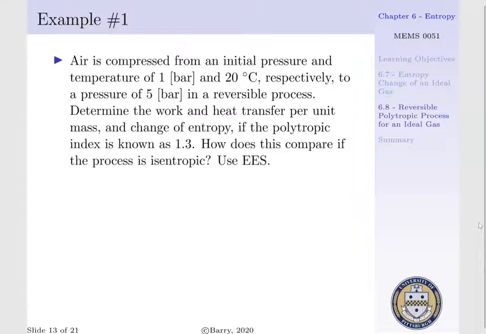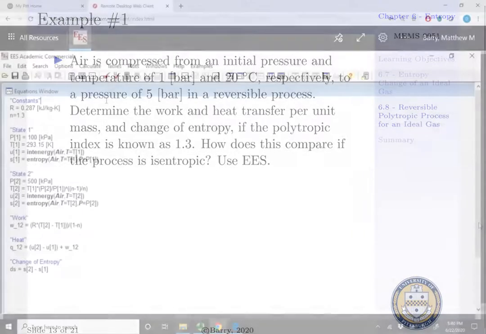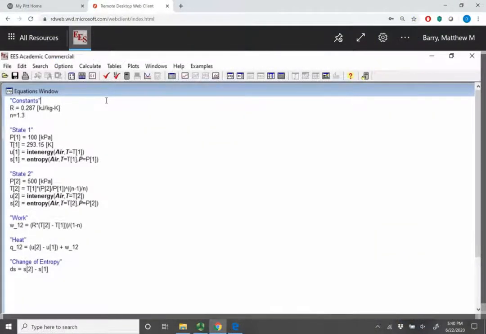We will use EES to solve for this. To use EES, we will first define constants. R, our gas constant, is 0.287 kJ per kgK. In our first instance, n is equal to 1.3, which is not equal to k for air, which is taken as 1.4. At state 1, we know our pressure to be 100 kPa, and we know our temperature to be 293.15 Kelvin. Thus, at state 1, our specific internal energy is an energy of air taken at T1, and our specific entropy, S1, is equal to entropy of air taken at T1 and P1.